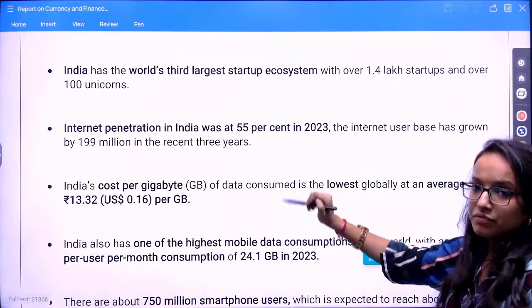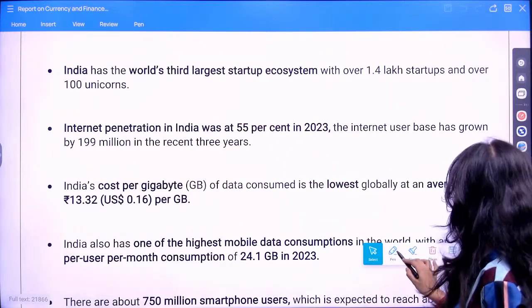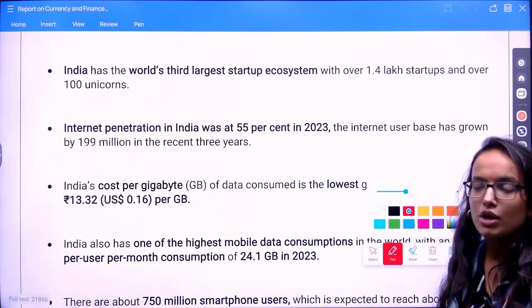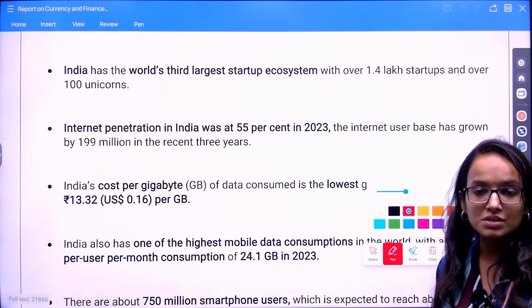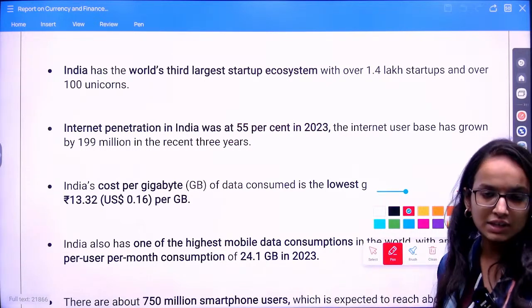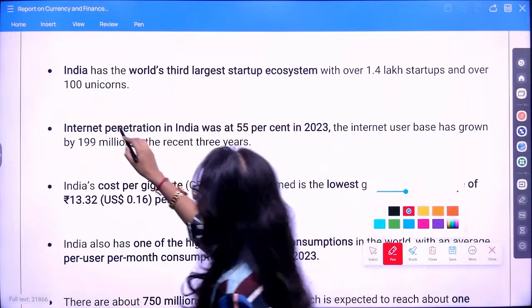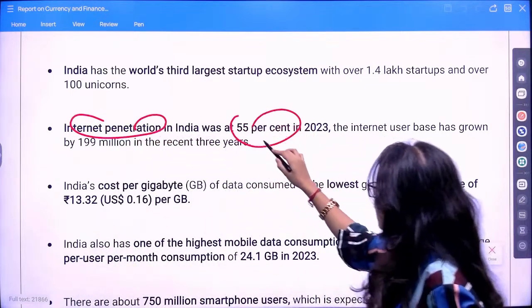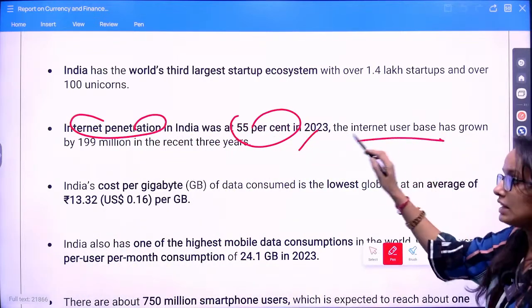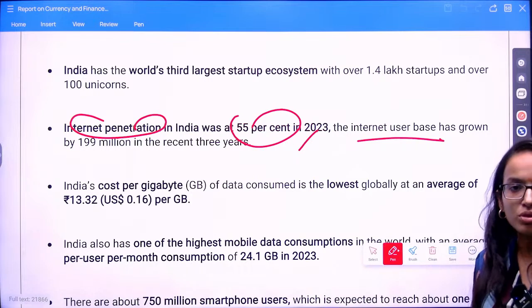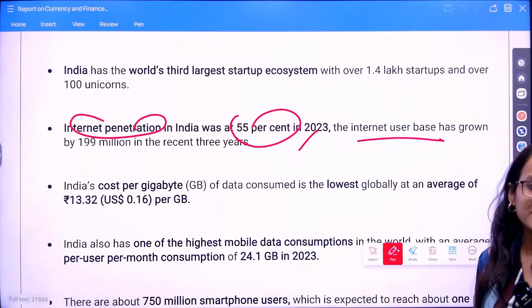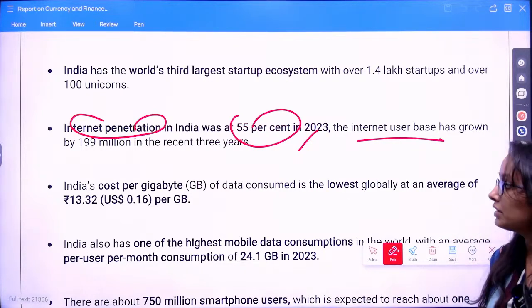So then if we talk about it, internet penetration has also increased. This report, as the theme suggests, is all about digitalization. Internet penetration in India was at 55% in 2023. It is also growing, with more areas being connected to internet services and providers, right?